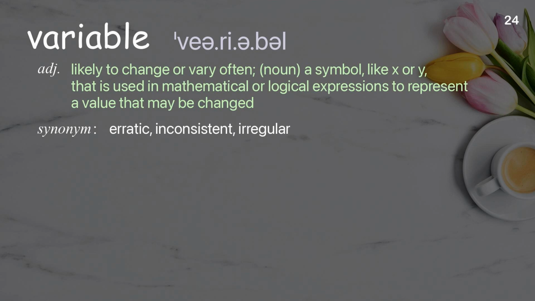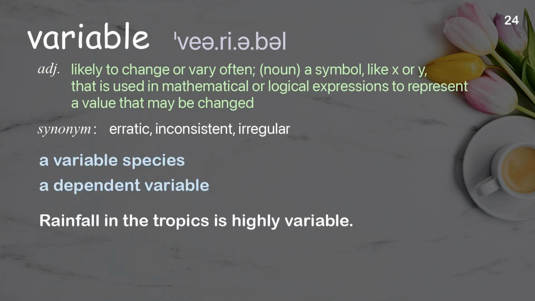Variable. Likely to change very often. Noun, a symbol, like X or Y, that is used in mathematical or logical expressions to represent a value that may be changed. Examples. A variable species. A dependent variable. Rainfall in the tropics is highly variable.